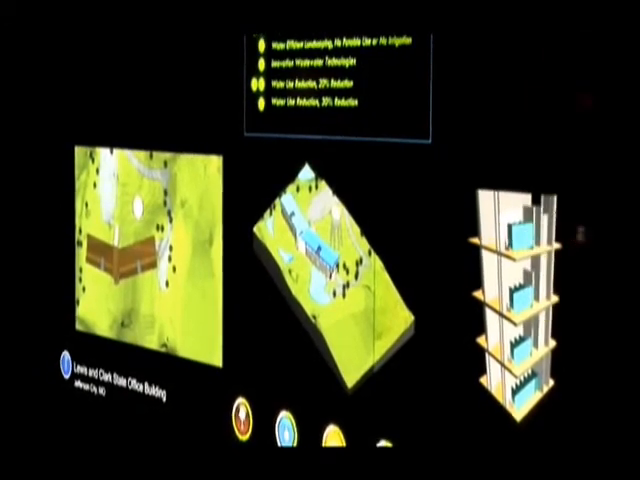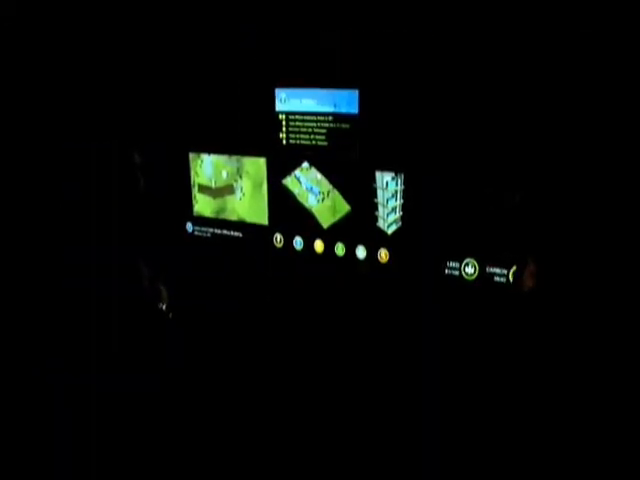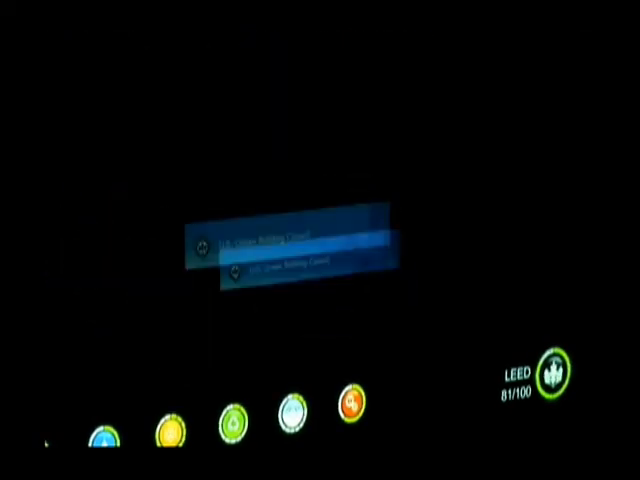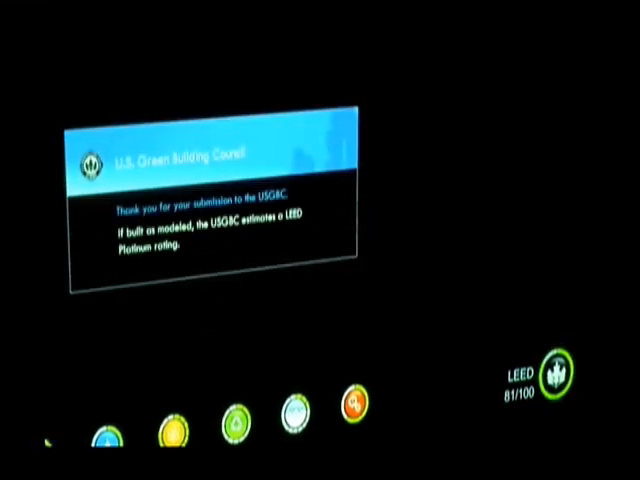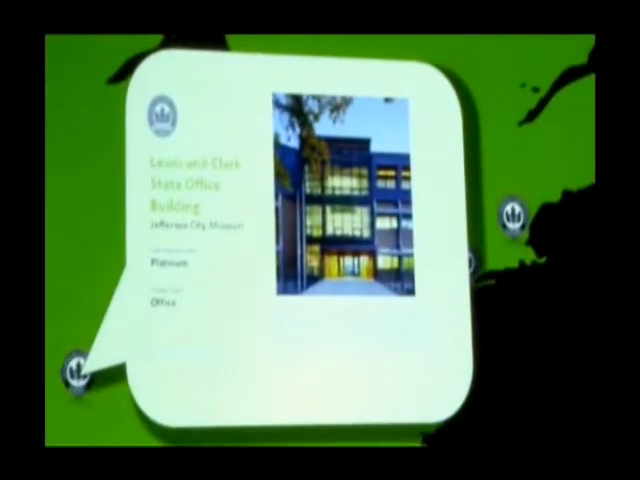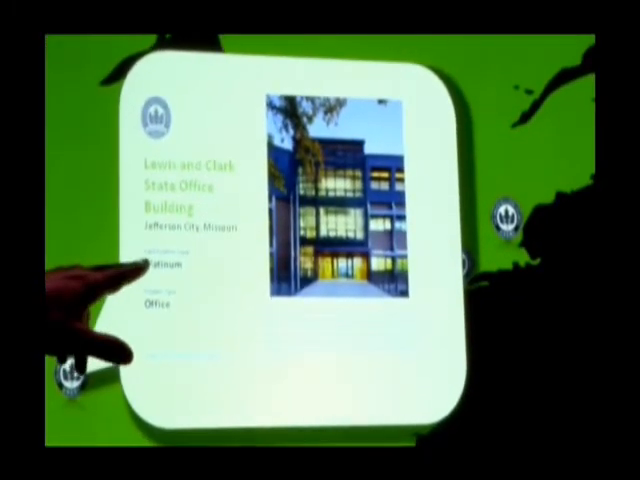The file which encapsulates the key elements of the project for validation is now transmitted to the USGBC. Once the building is certified by the USGBC, the design is presented as an example for future green buildings.